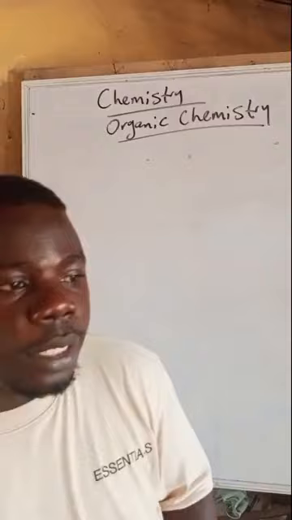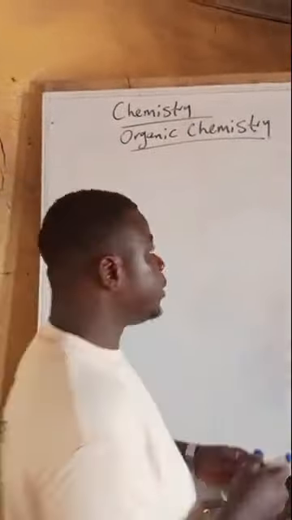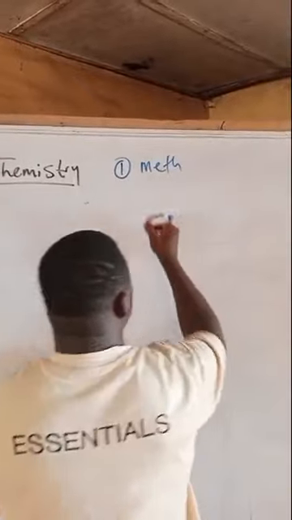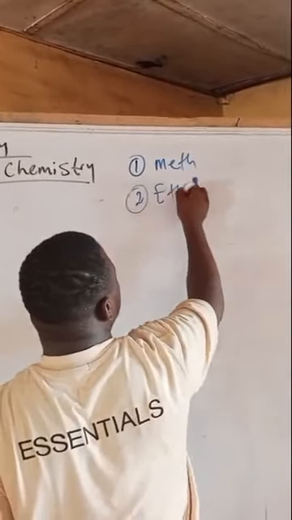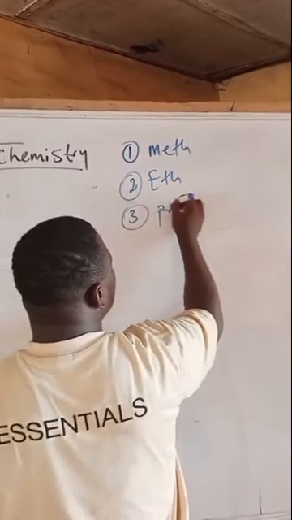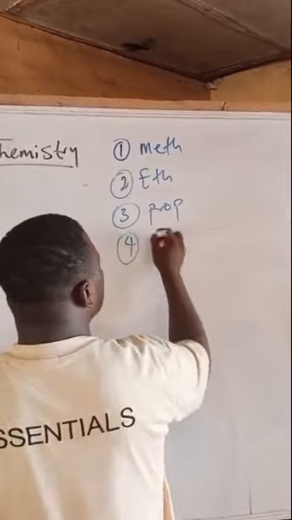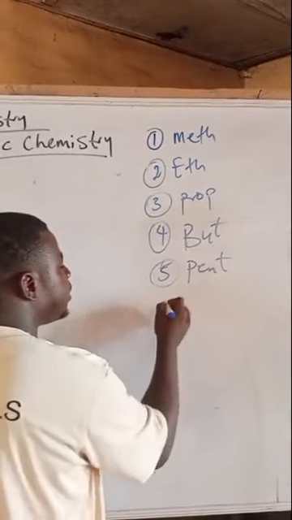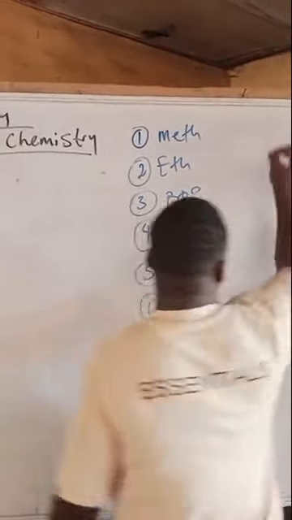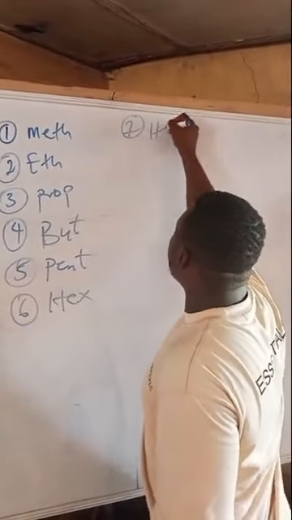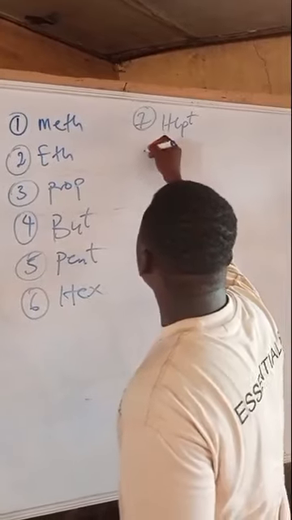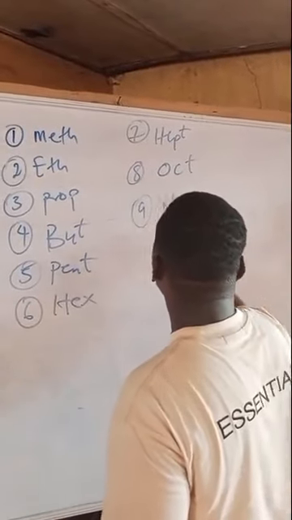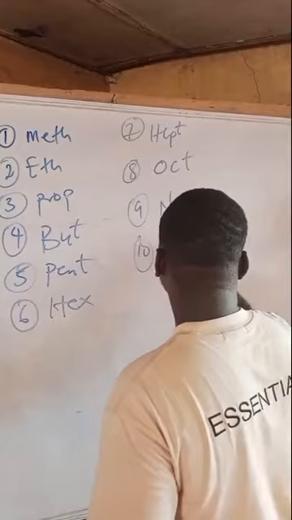Now, trying to explain this, let's do this. One carbon atom is known as meth. Two carbon atoms is known as eth. Three carbon atoms is known as prop. Four carbon atoms is known as but. Five carbon atoms is known as pent. Six is known as hex. Seven is known as hept. Then eight is known as oct. Nine is known as non. Then ten is known as dec.